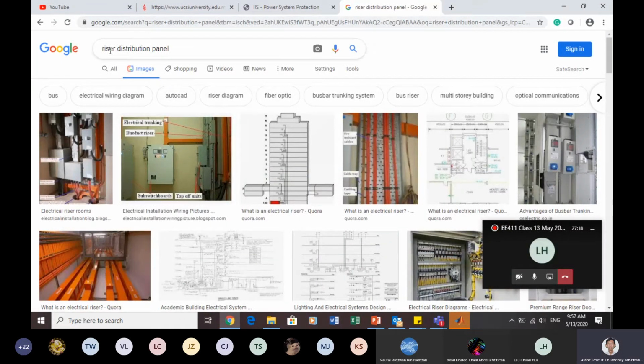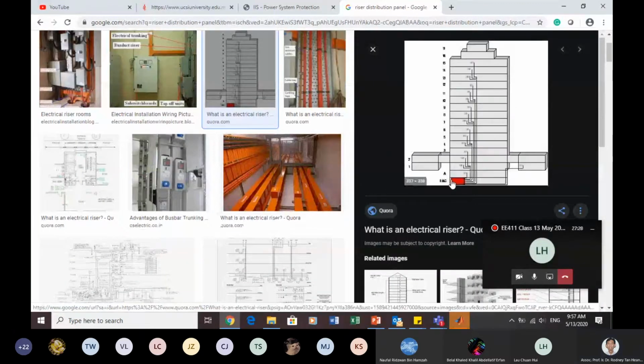This is what we call the riser distribution board. Riser means in a multi-level building, any big building like that, it will go all the way up to different floors. So you will see there's one pillar, and that is called the riser.